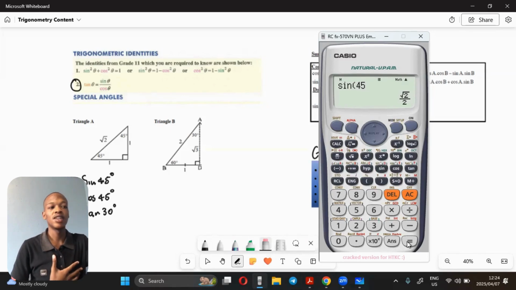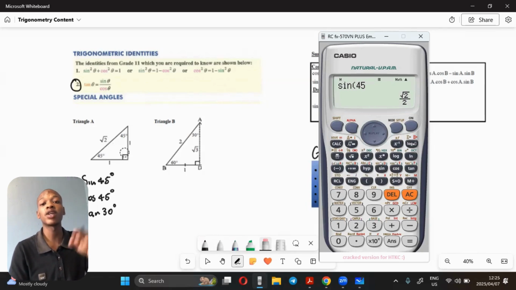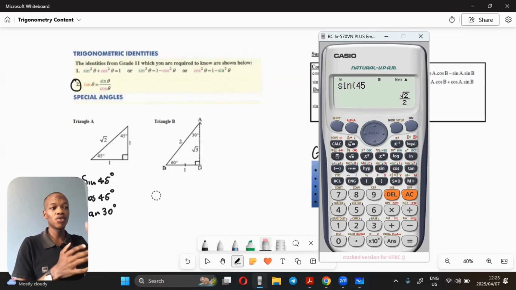Sine 45, you can see it's giving you root 2 over 2, but let's go and make use of a diagram. Now the angle of interest is 45. For sine 45, sine is opposite over hypotenuse. So for opposite, it's 1, right? And then hypotenuse, it's square root of 2, which means sine 45 is 1 over root 2 according to the diagram without making use of a calculator. So the answer without a calculator is 1 over root 2, but the calculator is giving you root 2 over 2, which means whenever you see root 2 over 2, you can rewrite it as 1 over root 2, just to be safe.